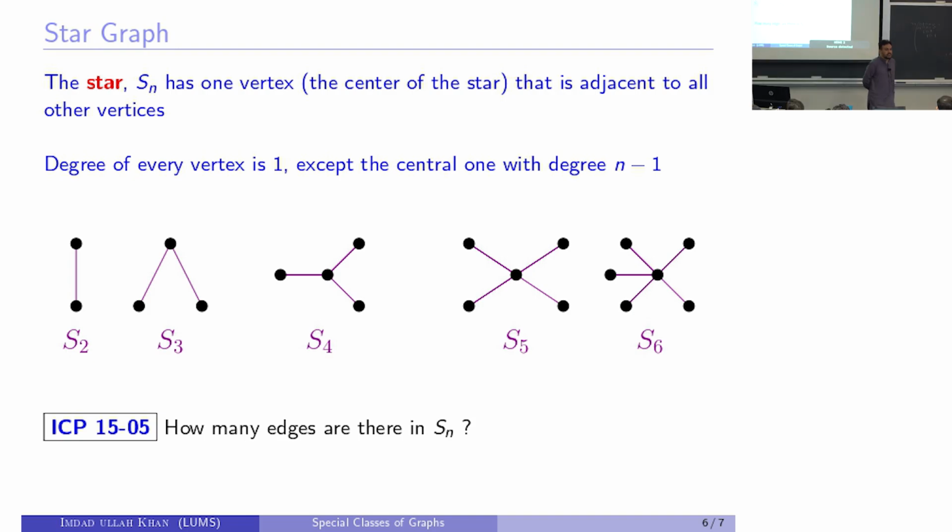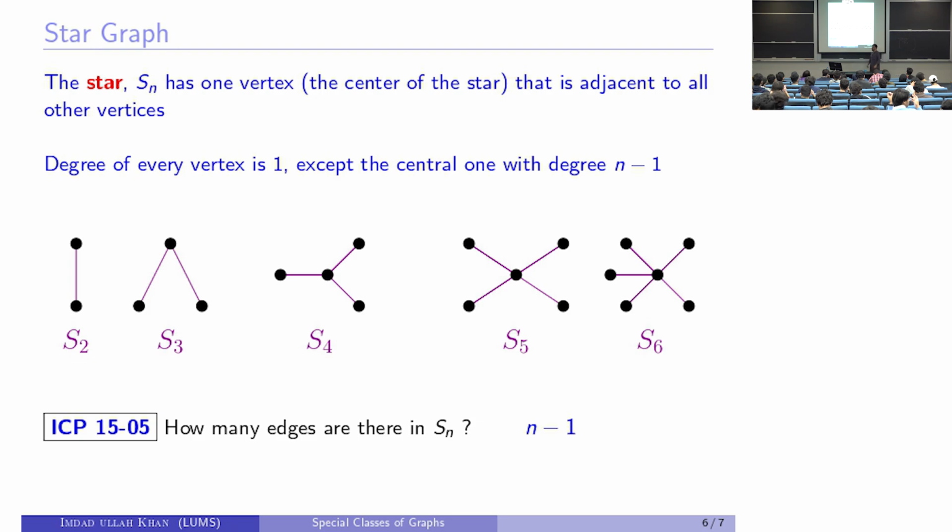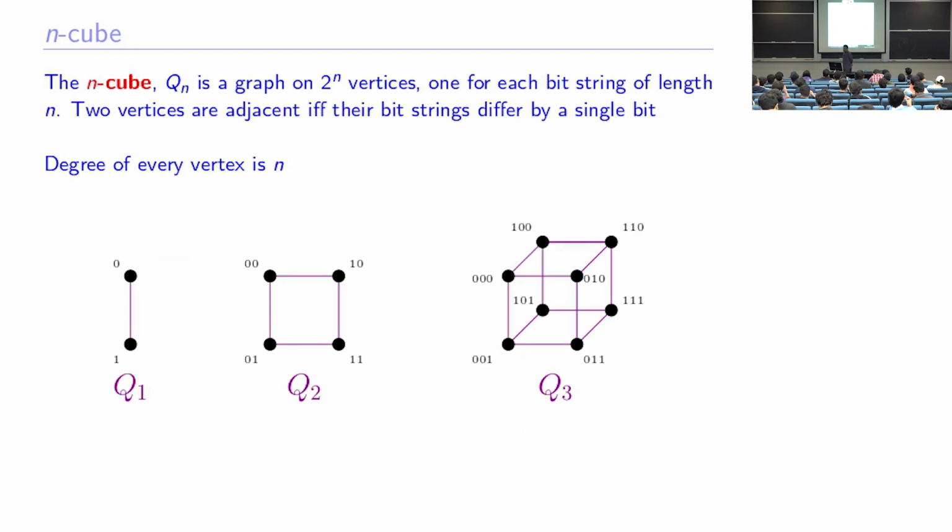It is the sum of the degrees, right? So you add up the degrees. The central vertex has degree n minus 1. The leaves, or the other vertices, have degree 1. So 1 into n minus 1, plus n minus 1. So it's 2 into n minus 1, divided by 2, which is equal to n minus 1. Okay. The last one is the hypercube, the n dimensional hypercube.